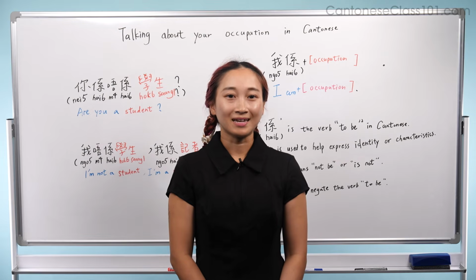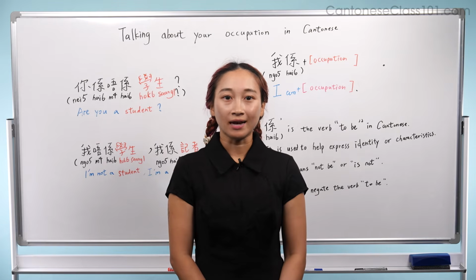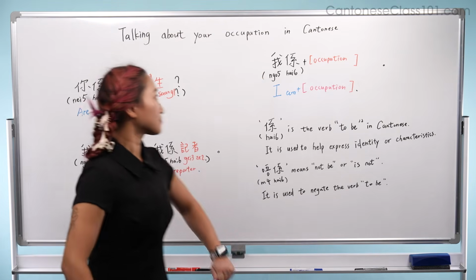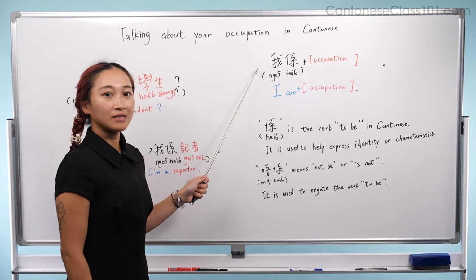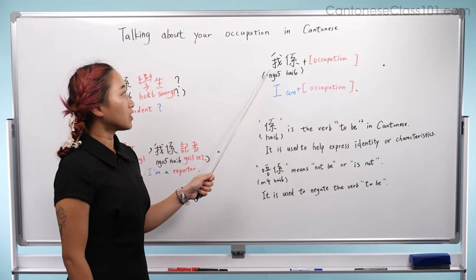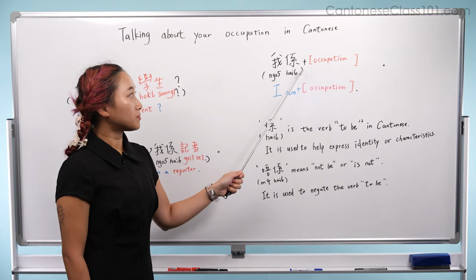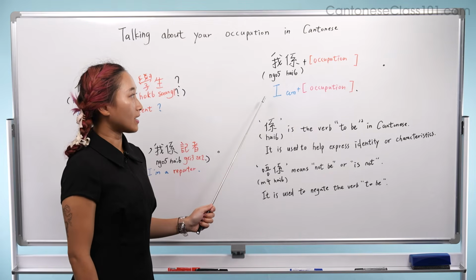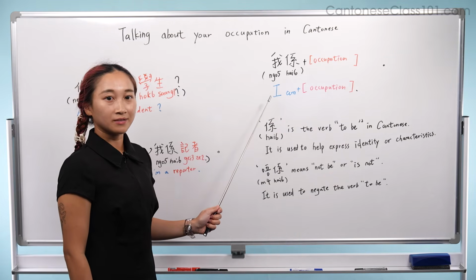Now let's look at the sentence pattern. This pattern will be the structure that all of our dialogues will follow. 我係 plus occupation. I am plus occupation.